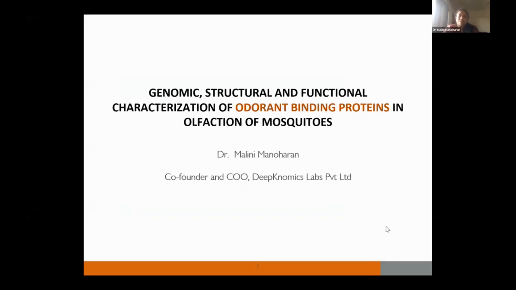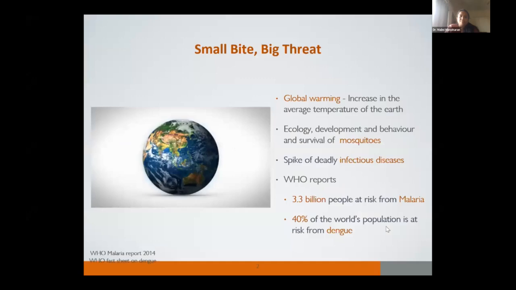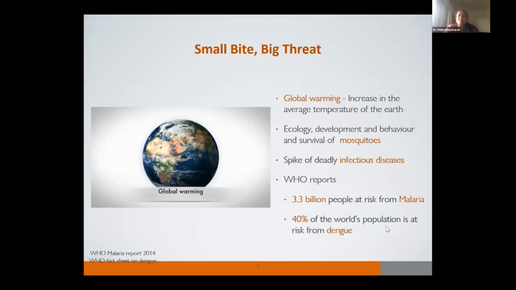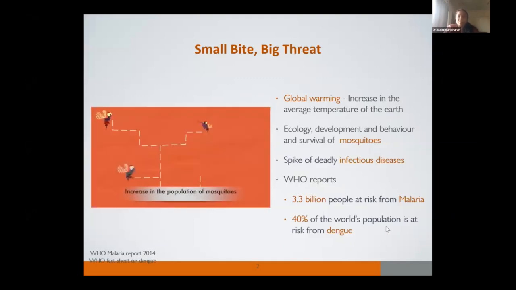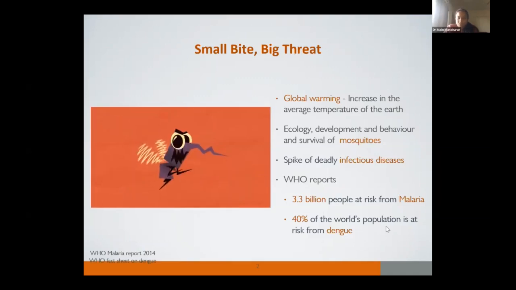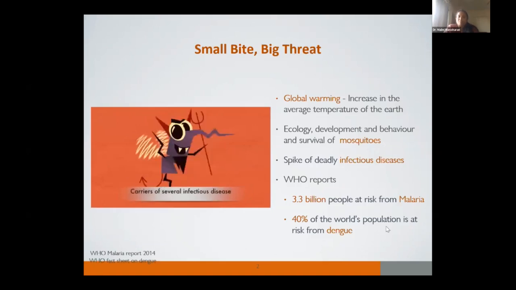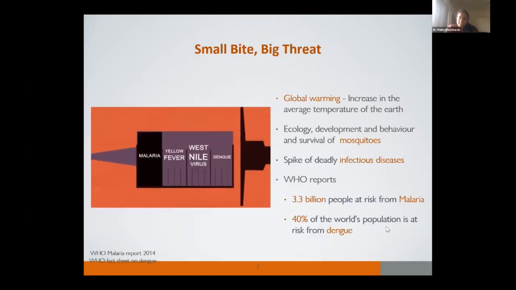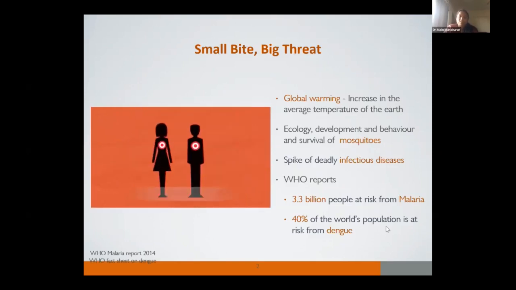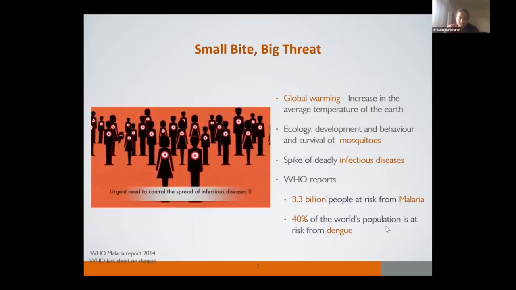So, like ma'am told you, we wanted to characterize the odorant binding proteins in mosquitoes. The major reason was that global warming is happening, even now, and this led to a spike in deadly diseases and also an increase in the mosquito population. There were reports from the WHO that said 3.3 million people are at risk of malaria. So we also wanted to look at different strategies to help prevent the spread of such infectious diseases.